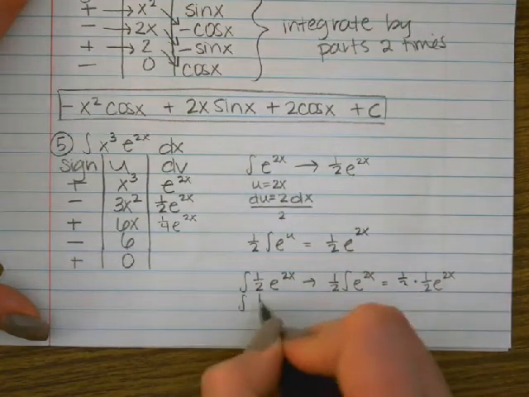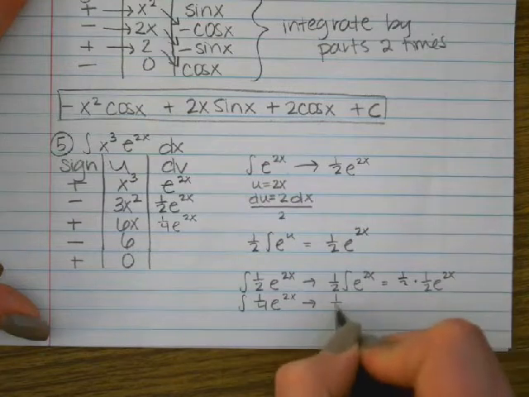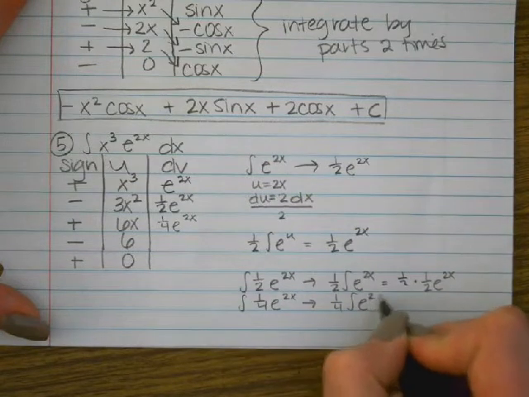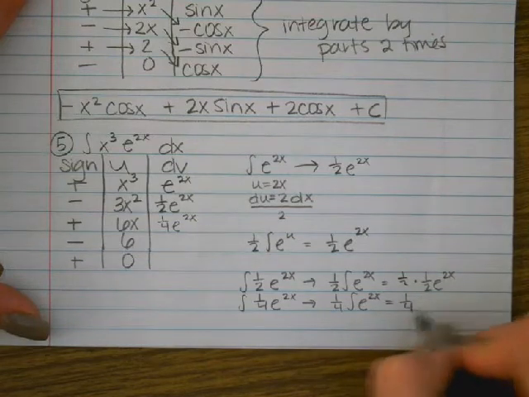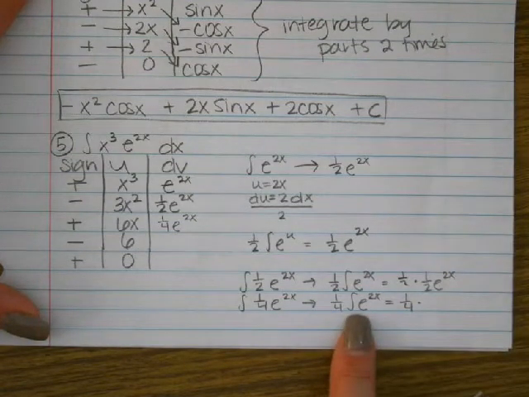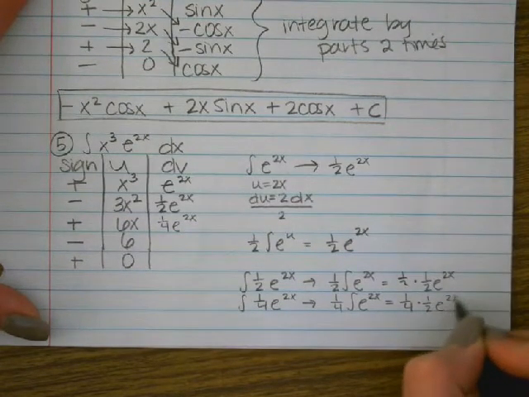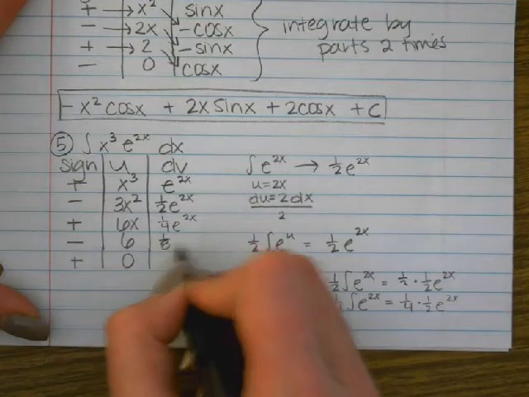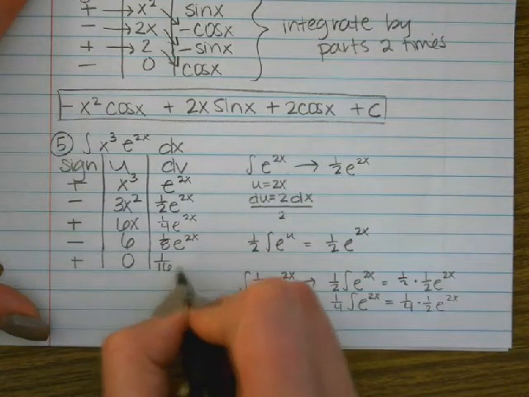Now I have to integrate 1/4 e to the 2x. So that gives me 1/4 times the integral of e to the 2x, which is just 1/4, and then I said my integral of e to the 2x was 1/2. And so it would give me 1/8. Yep, you're exactly right. So 1/8 e to the 2x. And then the last one would be 1/16. I can see the pattern.